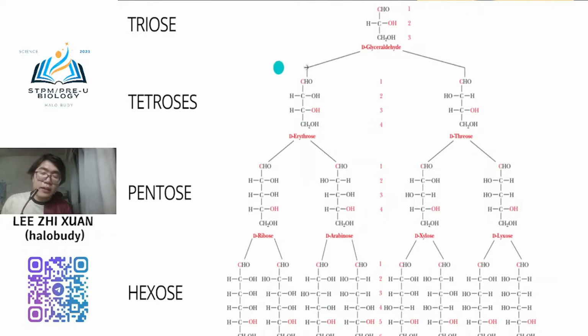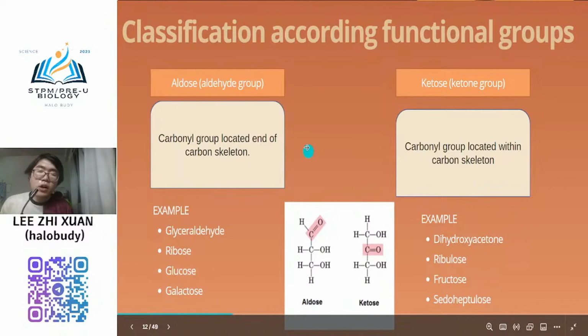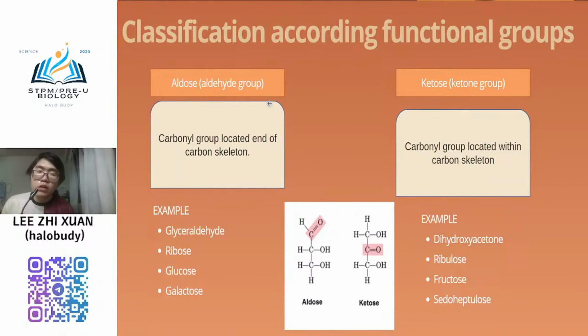So this is an example. We will compare the structural formulas. So, classification according to the functional group. As already mentioned, the main functional groups of carbohydrates are the carbonyl group and also the hydroxyl group. But the hydroxyl group is not very important for classifying carbohydrates. The most important is carbonyl. The carbonyl group is divided into two: either aldehyde or ketone.